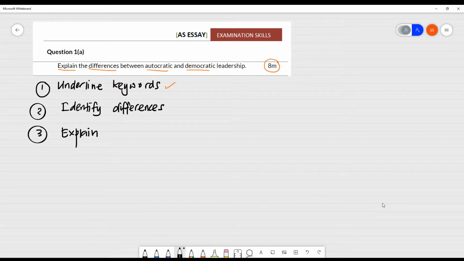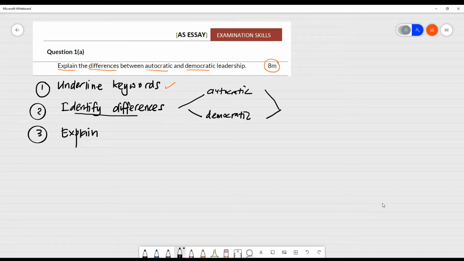Now the next step is to identify the differences before we do the third step, which is explain. So we've got to identify the differences required. So what are the differences between autocratic and democratic leadership? So let's do that here. We'll put the word autocratic leadership here, and we'll put another word called democratic leadership. How do we identify the differences here?